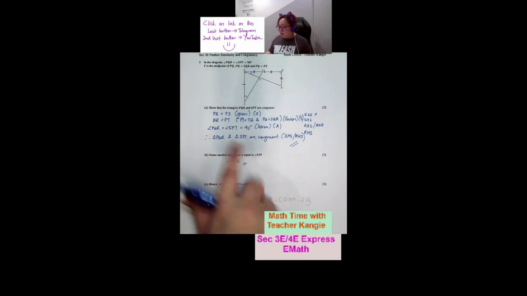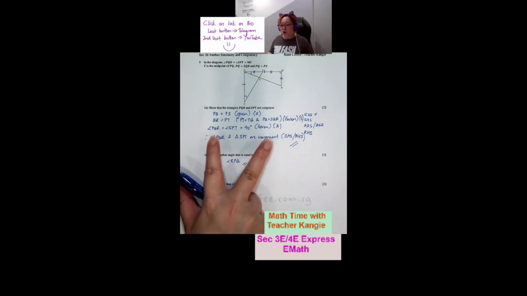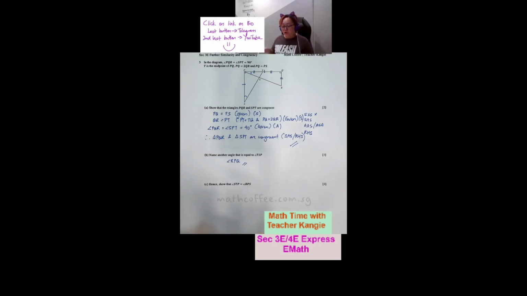Okay, why are they equal? Because previously we already proved that they are congruent. So for congruent triangles, the corresponding angles are equal.